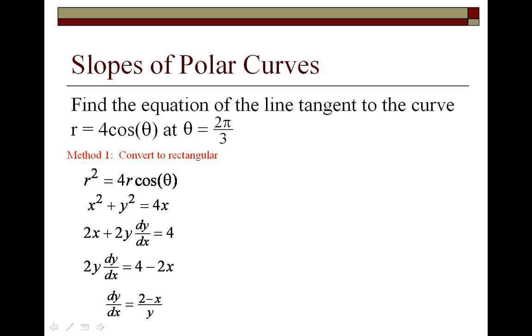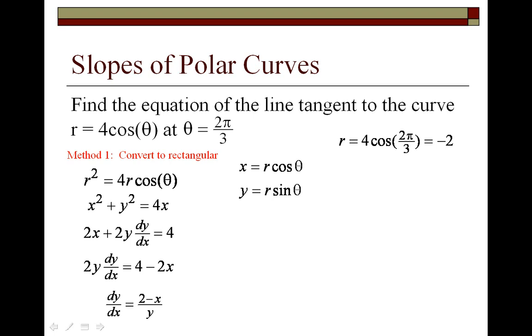Now what I need to do is figure out what x and y are. This part you're going to have to use no matter which formula you use. Remember that x is equal to r times cosine theta, y equals r sine theta. To find out what r is, I could simply plug in 2 pi over 3 into the original equation. So I do 4 cosine of 2 pi over 3, and you have to know your unit circle well enough to get these kinds of values. Cosine at 2 pi over 3 is equal to negative 1/2. Therefore, my radius is going to be negative 2. So r equals negative 2, and theta is equal to 2 pi over 3.